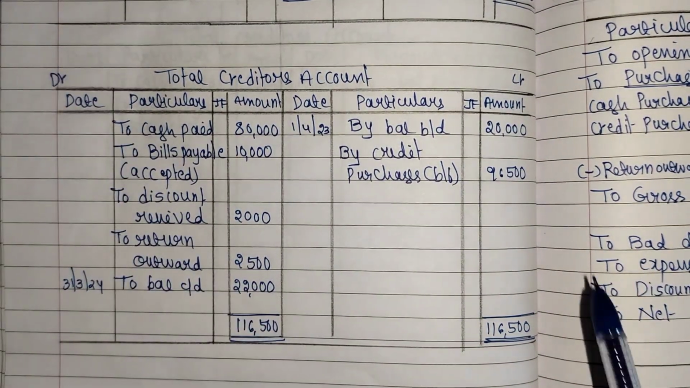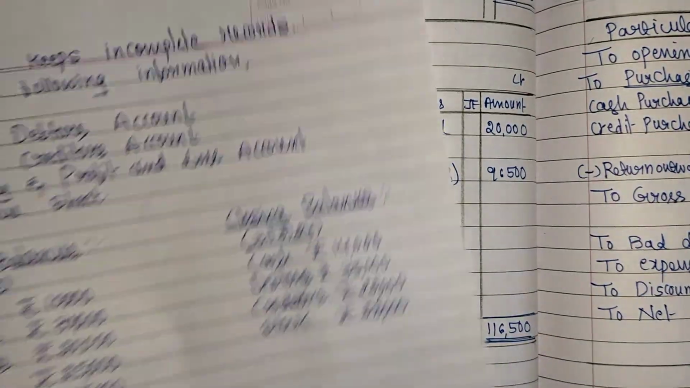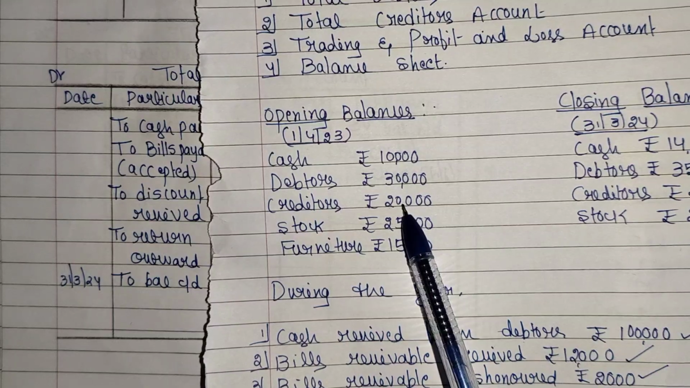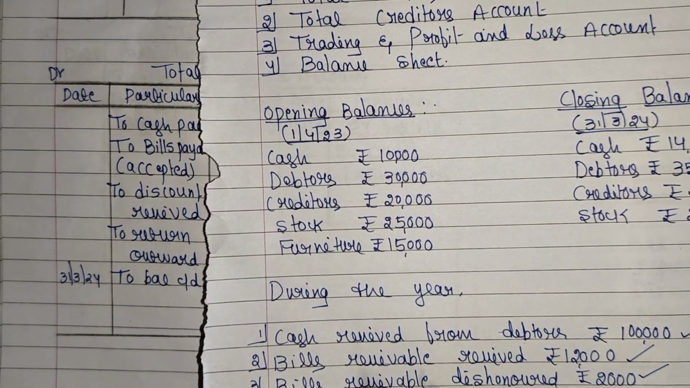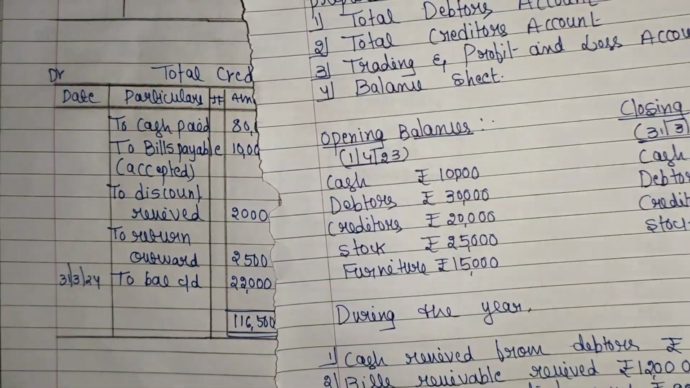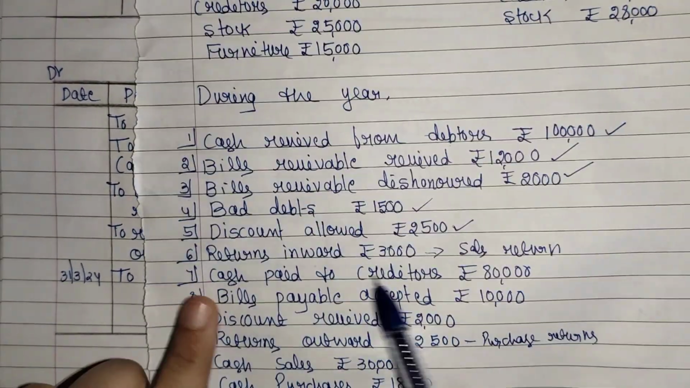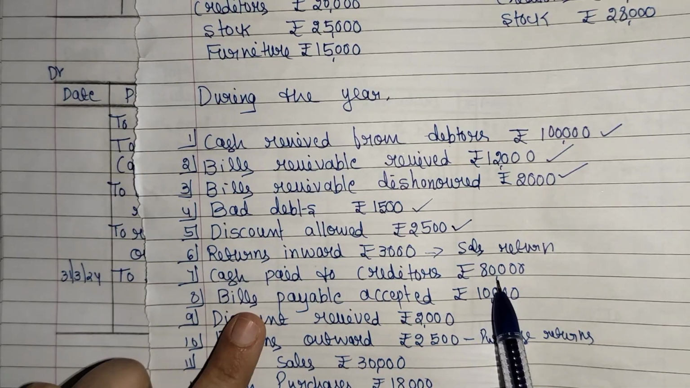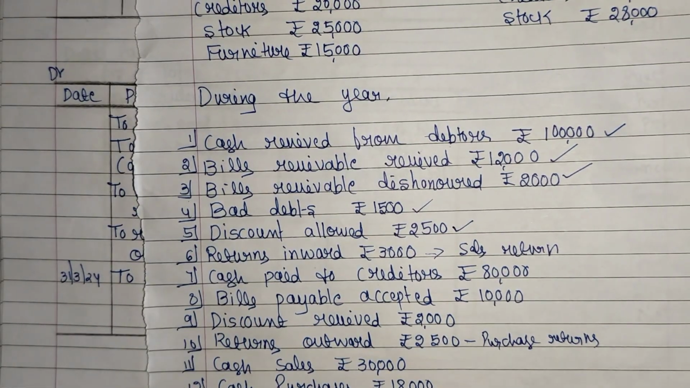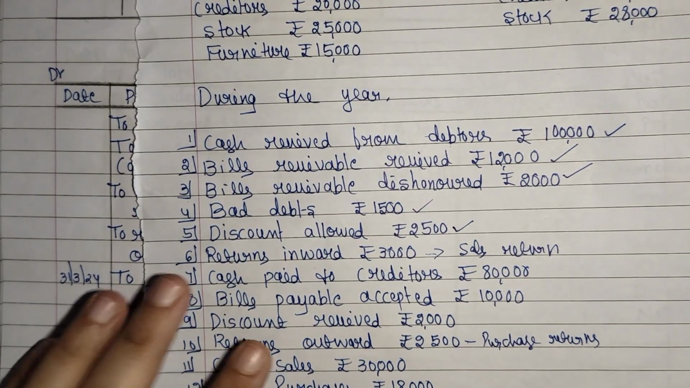So creditors account, here by balance brought down. How much creditors? Rupees 20,000. Amount payable at the beginning of the year. Clear? After that, next one, see here, cash paid to the creditors, that is rupees 80,000. Cash paid to the suppliers means liability reduces.